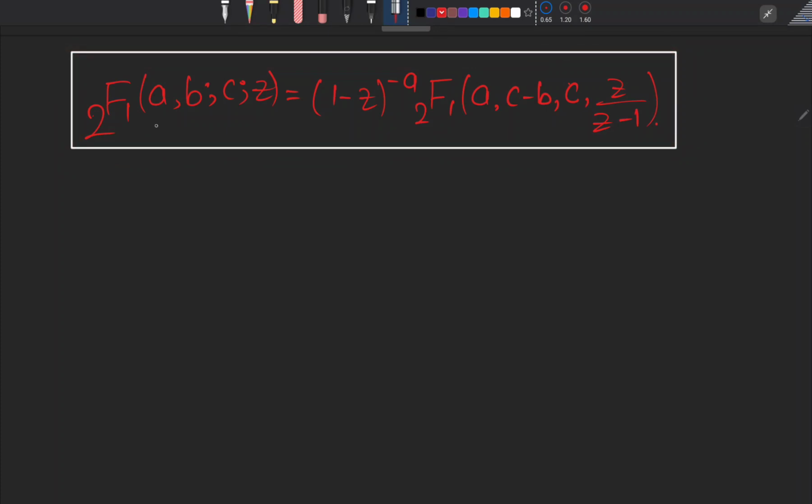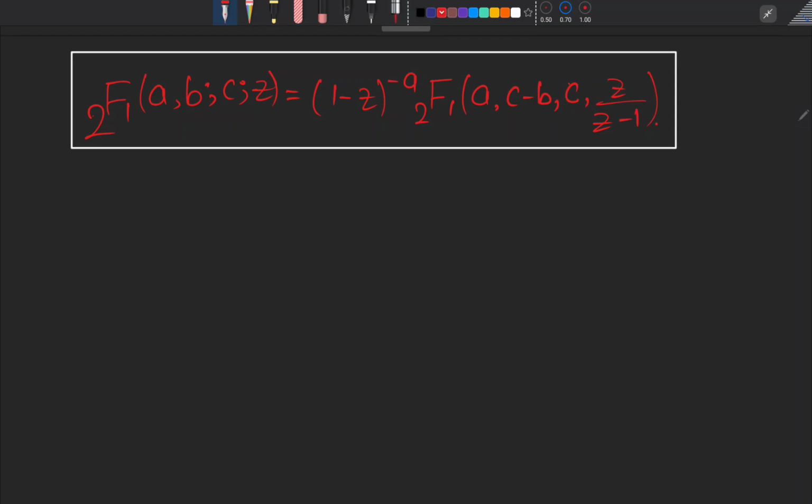This states that the hypergeometric function is equal to (1 minus z) to the minus a, times another hypergeometric function evaluated at a, c minus b, c, and z over z minus 1. Actually, I'm sorry, 1.